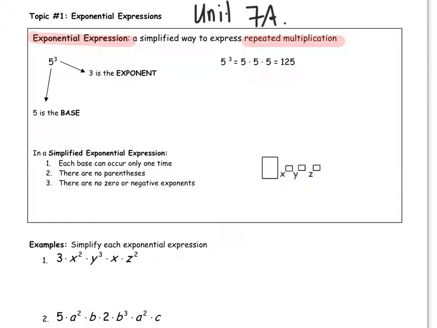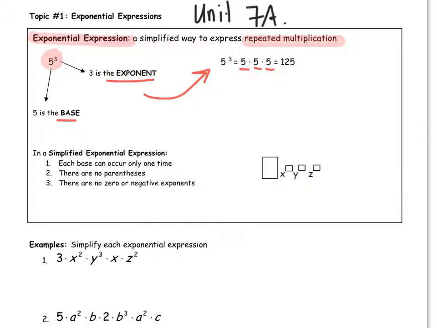Alright, so here is what an exponential expression looks like. In this exponential expression, we have the number 5. 5 is called the base, and it's raised to an exponent. An exponent is just a smaller number written slightly above the other number. 3 in this case is the exponent. Alright, and what 5 to the third power, or 5 cubed, means is 5 multiplied by itself 1, 2, 3 times.